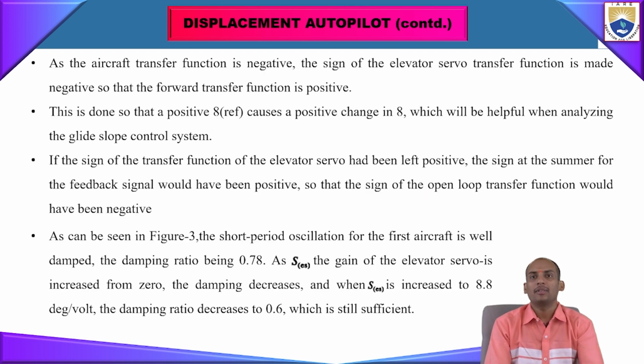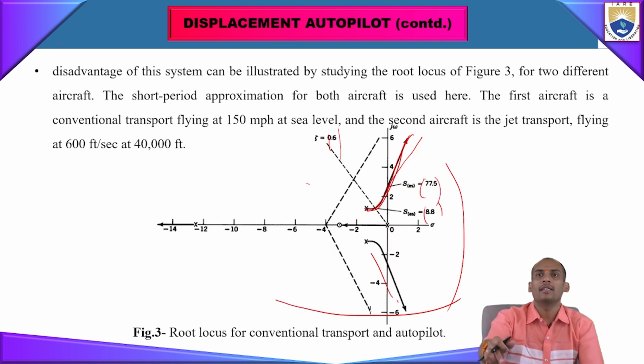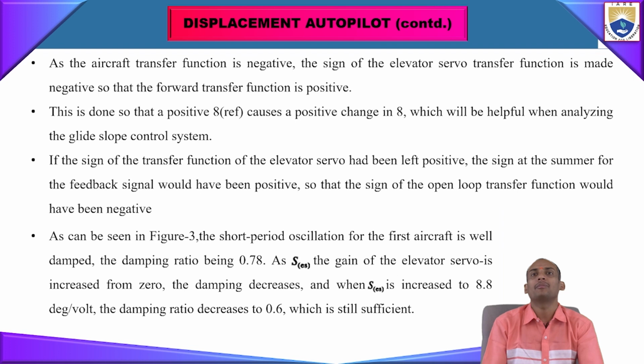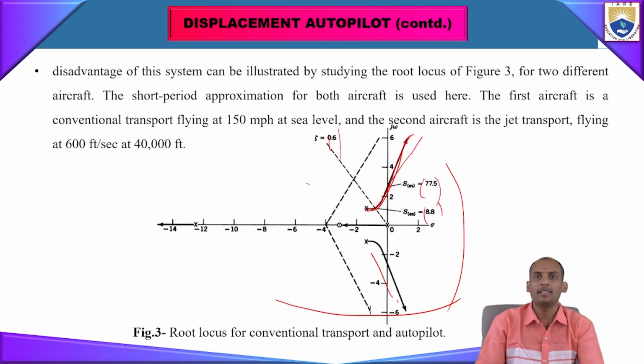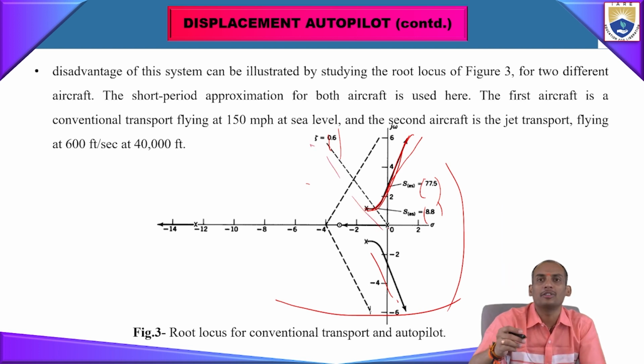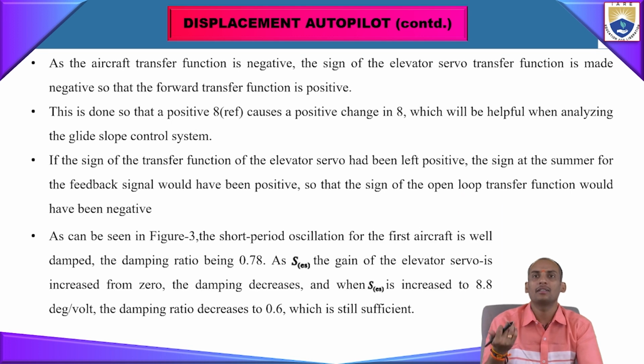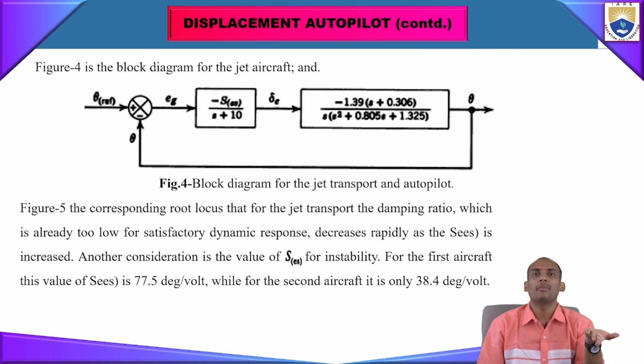As SES, the gain of the elevator servo, is increased from 8.8 to 77.8, starting from 0, the damping ratio decreases to 0.6, and continues decreasing, here down to 0.06. So these are sufficient values for getting a stable condition.